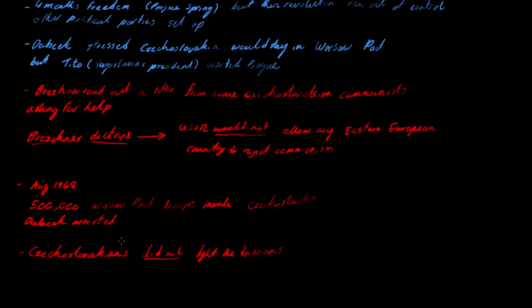1956. And then finally, Brezhnev put in Gustav Husák, who was a supporter of Russia, as the new leader of the Communist Party after Dubček was arrested.